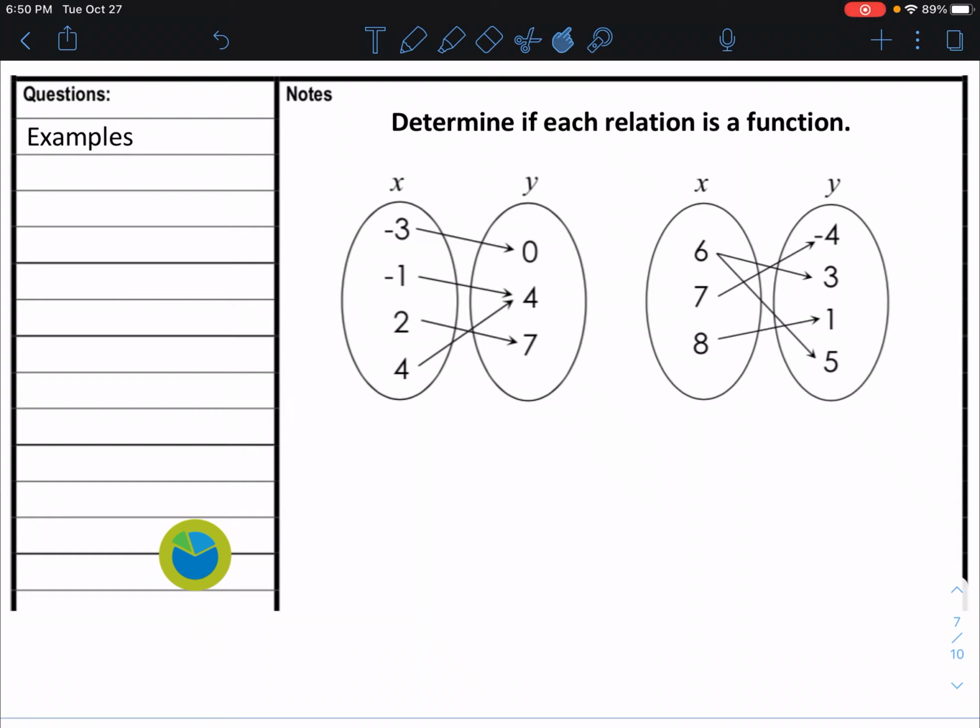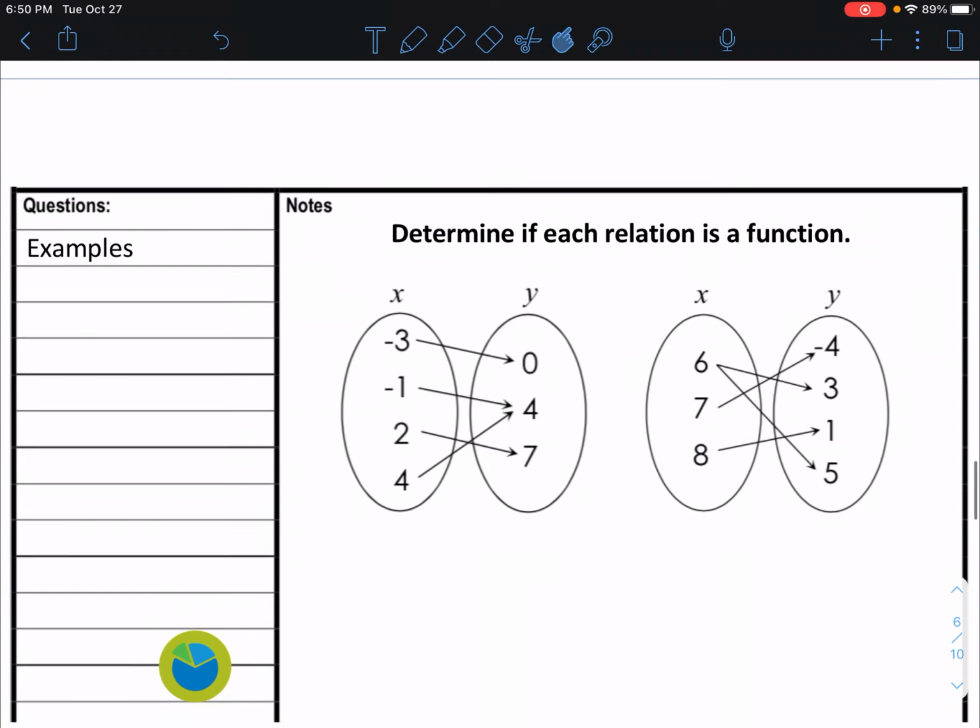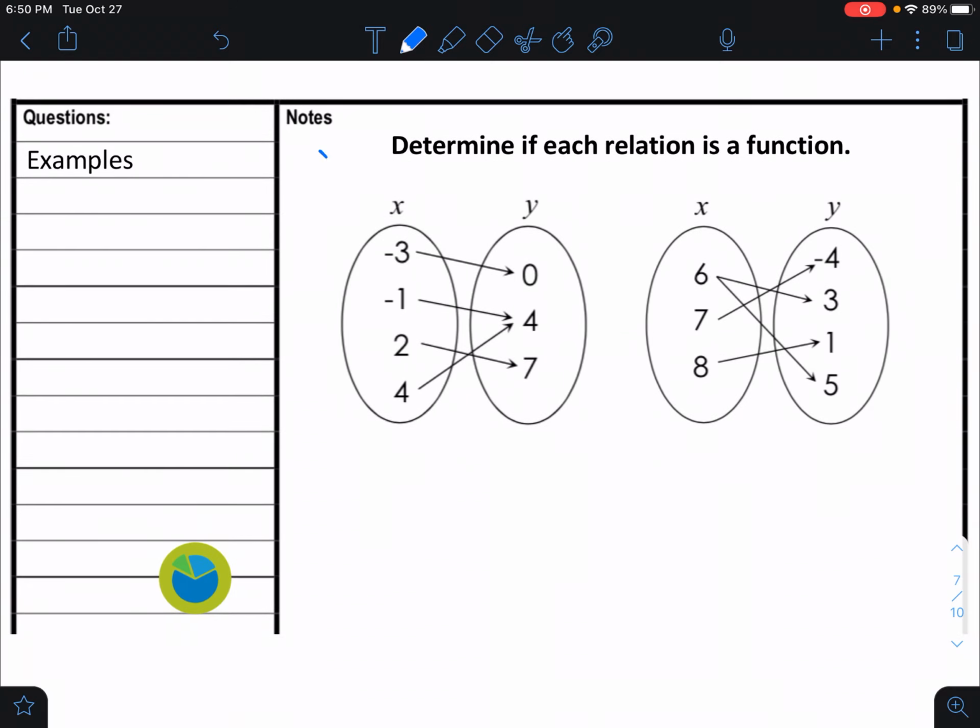And if it's a function, then each of these x values should only have one arrow coming off of them. So in other words, each x should have only one y, so it should only go to one y value. So this is a function. Notice all of those only have one arrow coming off, and they go to one number.